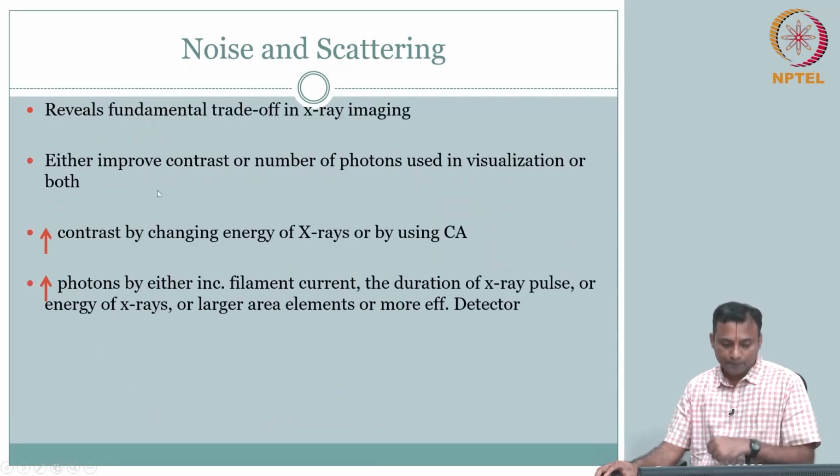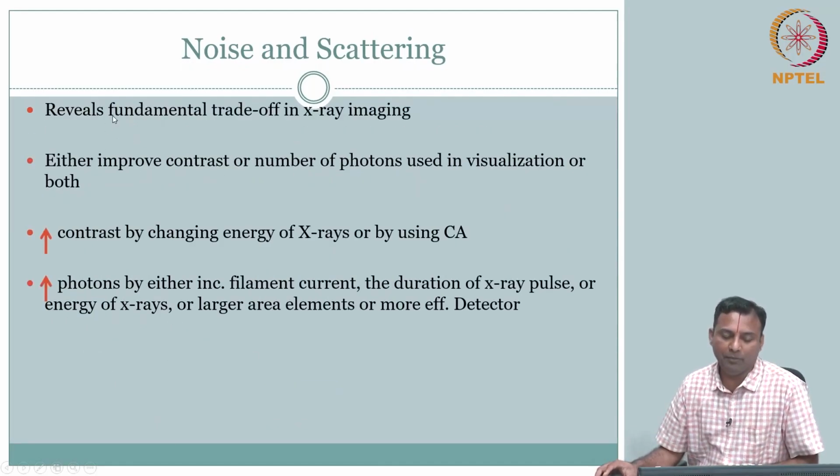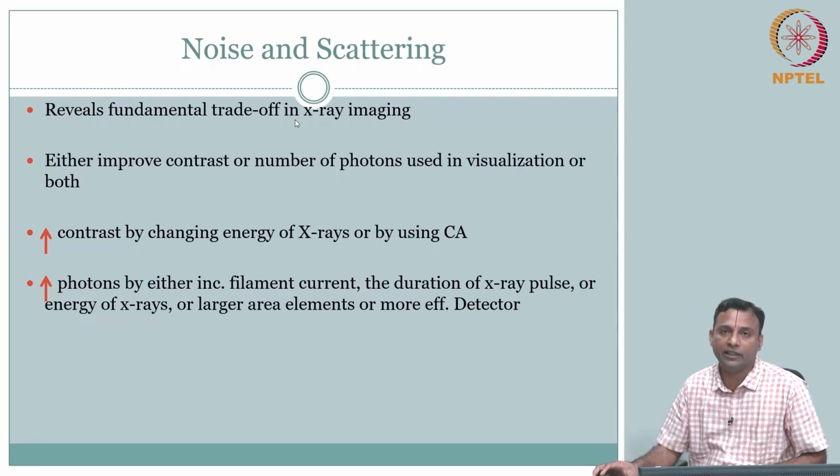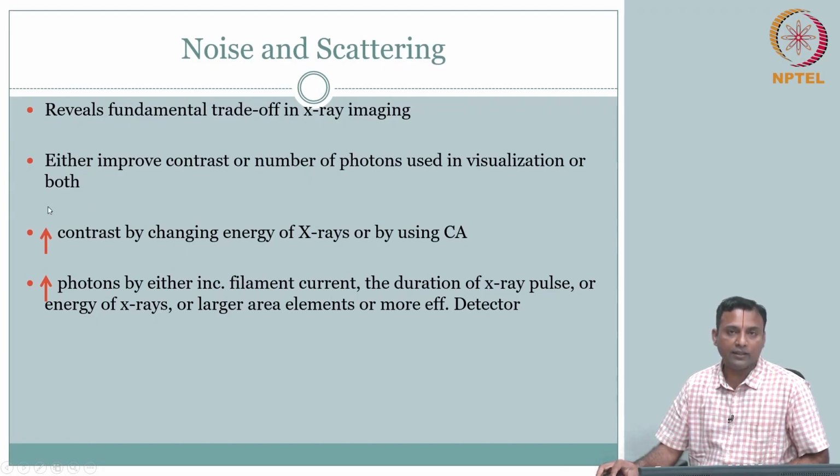So what we will do is, this is an important fundamental trade-off because you cannot get both, for the reasons that we discussed. So either you can improve the contrast or the number of photons. In a limited case, depending on how it is, for example, you can have a contrast agent and use a little more photons, so you can play with this. So increasing contrast, like we talked about, depends on the energy level you can change, or using contrast agent, that is one way of doing it.